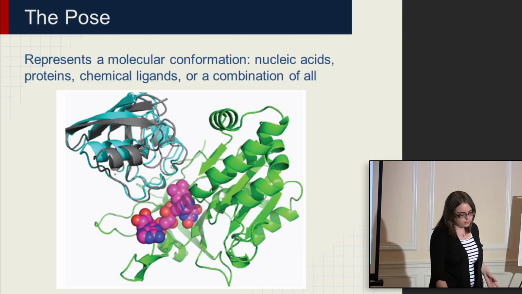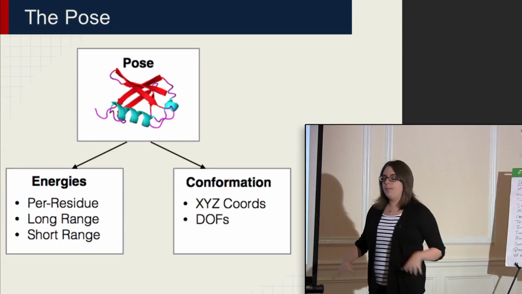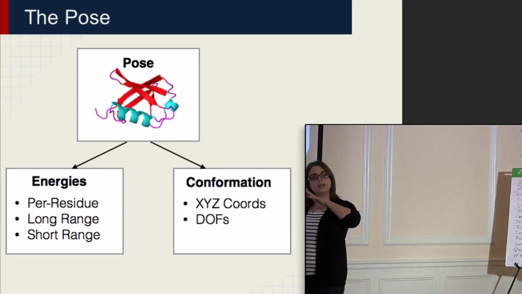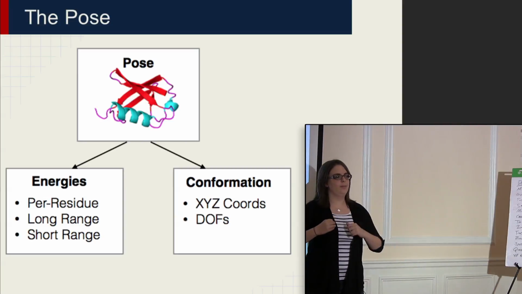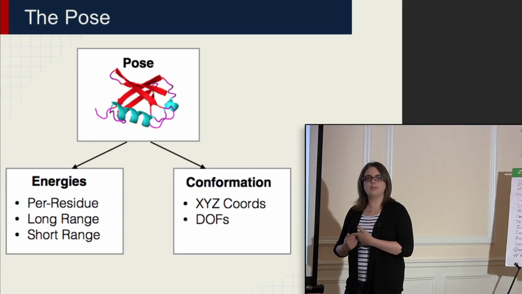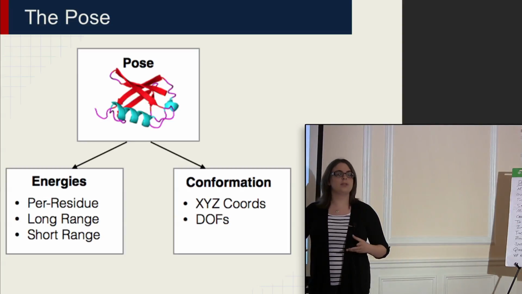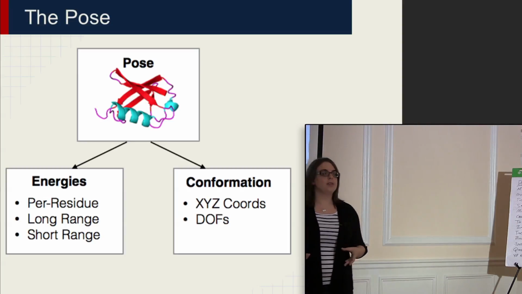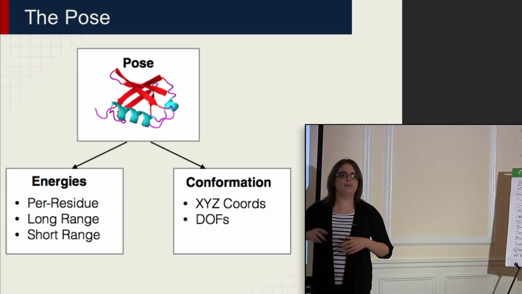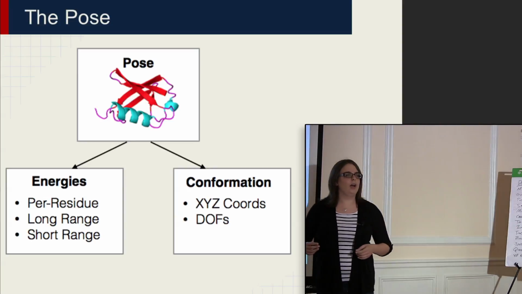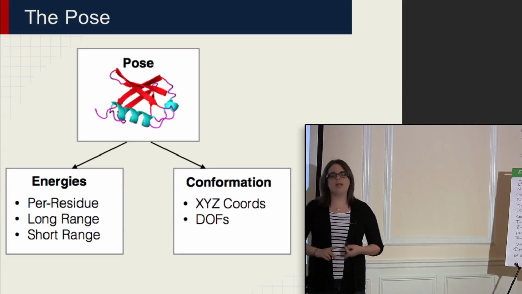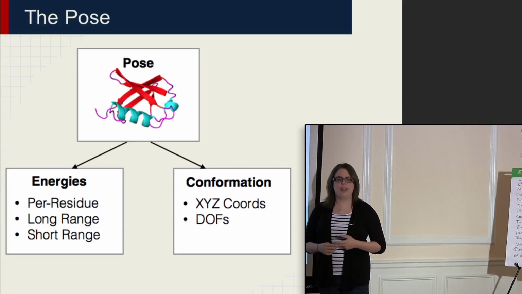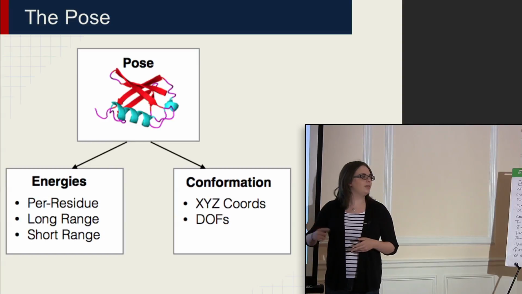The pose is an object in Rosetta, and there are two main things inside the pose. The first is an energies object. When you score a pose, the energies object stores the different energies as a result of that scoring process. There are different types of energies that I believe we'll talk about later in the week. Long-range interactions, short-range interactions, scoring per residue structures.